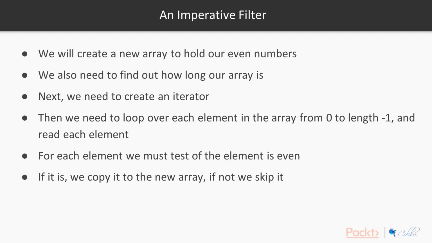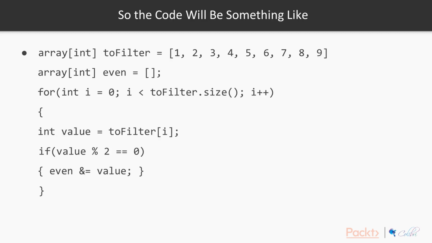So we need to loop over each element in the array from 0 to length -1, and we need to extract each element from that list as we go. And then for each element in that list, we must test if that element is even or odd, and if it's even, we need to copy it to the new array, and if it isn't, we skip it. So the code is going to be something like this.